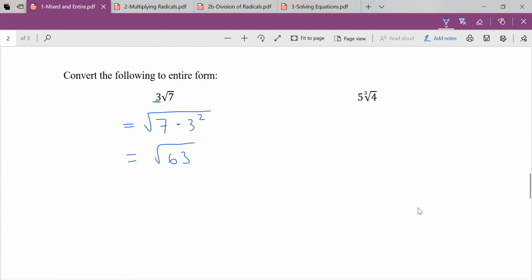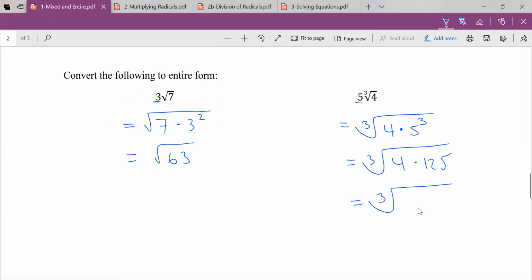So all we're doing when we go to entire is we're moving that coefficient in, and we're doing the inverse of whatever the function is. And the function in this case is cube rooting. So I'm going to go 4 times 5 cubed. And 5 cubed is 125. And what's 125 times 4? Sounds like 500 to me. There it is.